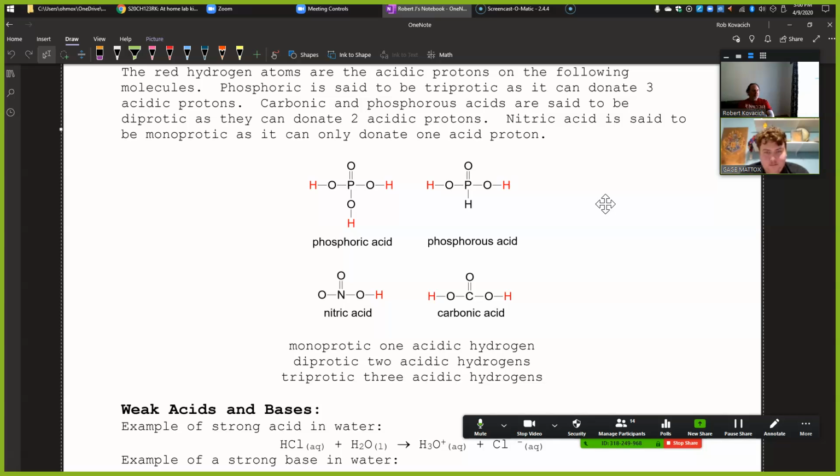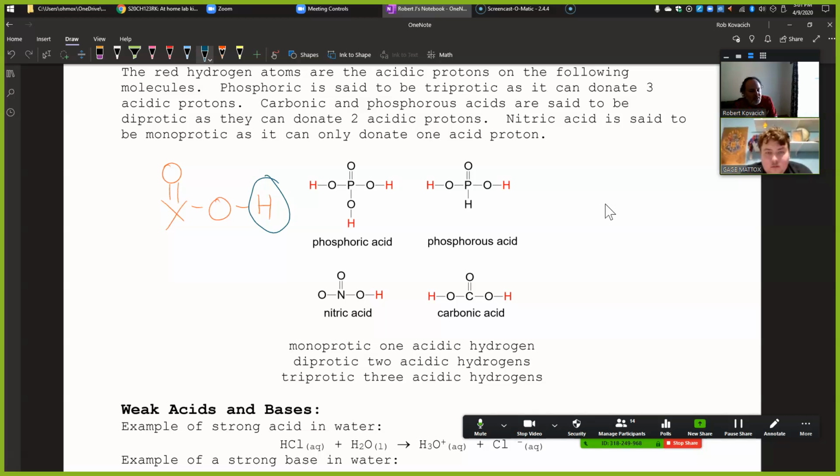Can somebody tell me what the theme here is to be an acidic hydrogen? It looks like you're kind of attached to an oxygen. Anything else? You're sticking out away from kind of the rest of the molecule. If you're a hydrogen attached to an oxygen, and that oxygen is attached to something that's doubly bonded to an oxygen, you're acidic.